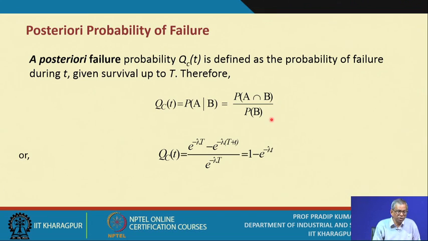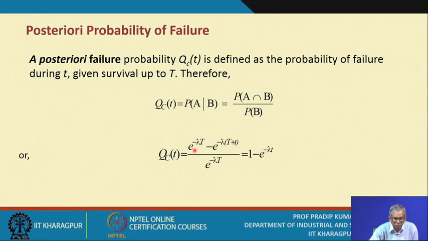So, a posterior failure probability, that is Q(t), is defined as the probability of failure. We have used this notation. How is it defined? It is defined as the probability of failure during t given survival up to T. So, I think it is clear. So, that is the probability of failure. So, this is the probability of A and B, that means A intersection B, divided by the probability of B.